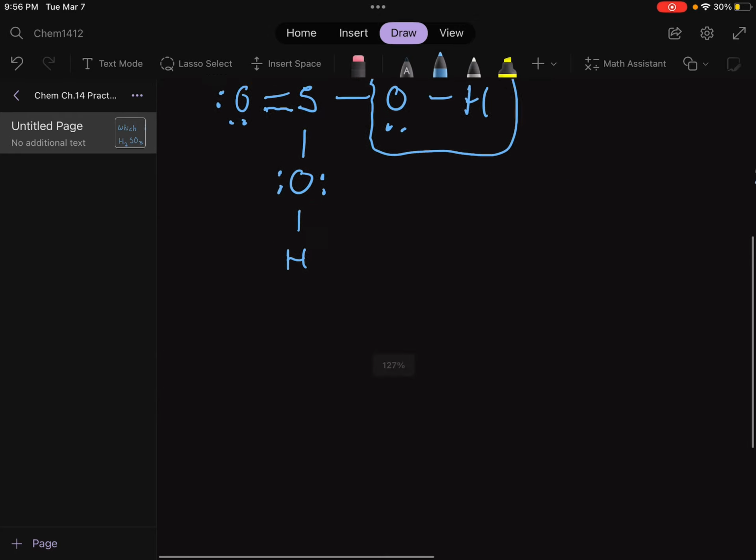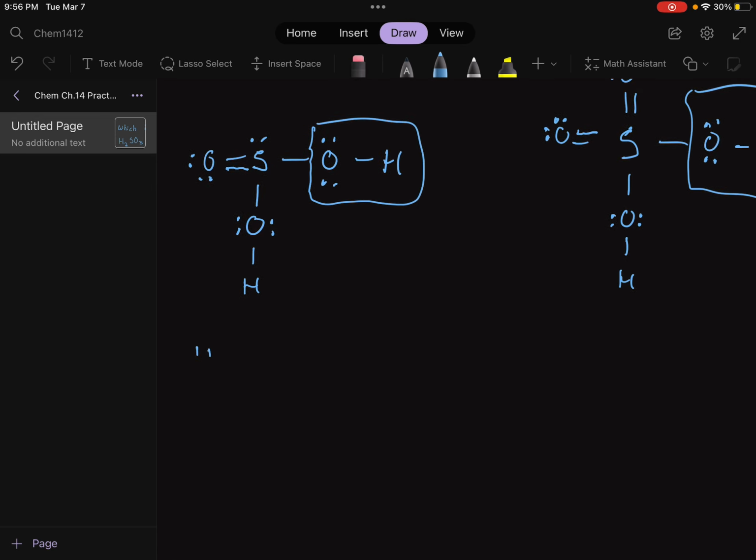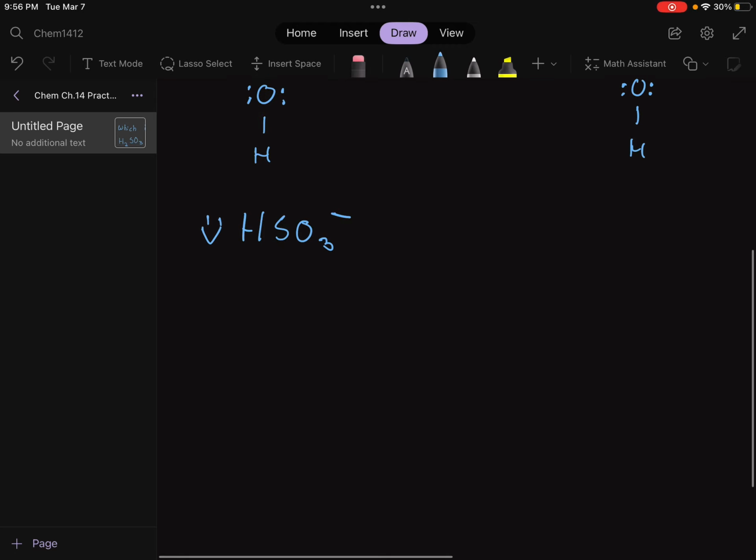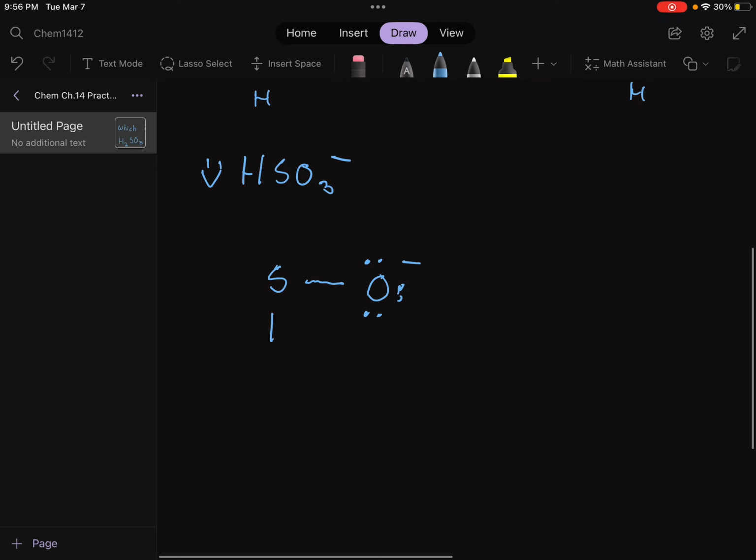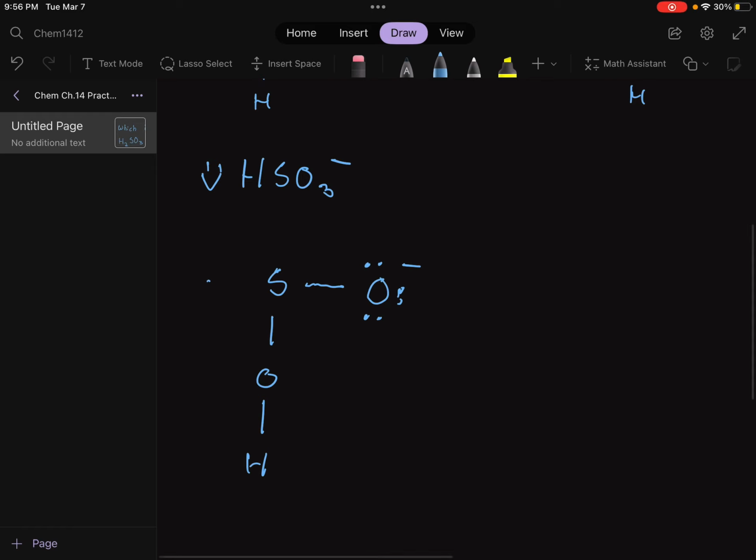So now we redraw the Lewis dot structure of it. So this one's going to be the conjugate base, HSO3 minus, which is S as the central atom. And then we're going to have our O over here, which is O, 1, 2, 3, 4, 5, 6, minus. Then we're going to have our O down here, and our H attached to here. And we also have another O over here, but this one is going to be with the double bond, which is 1, 2, 3, 4.